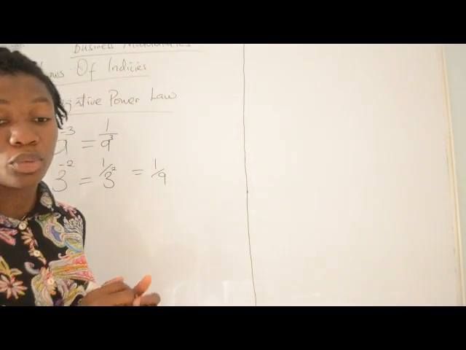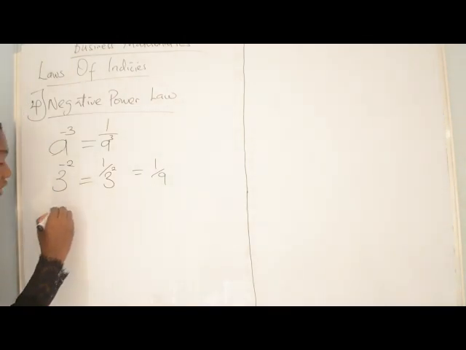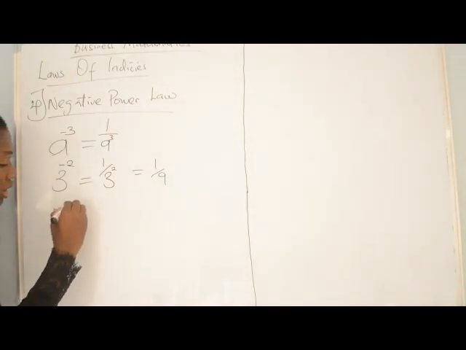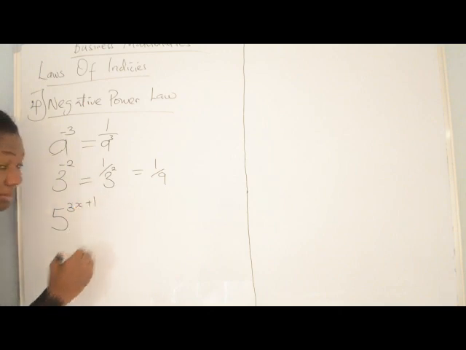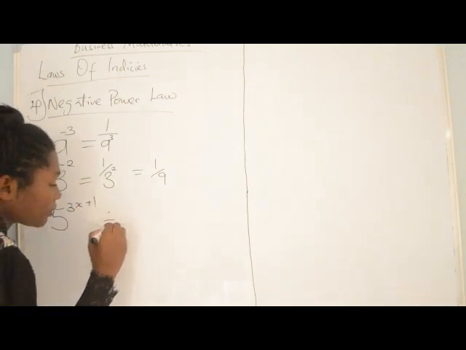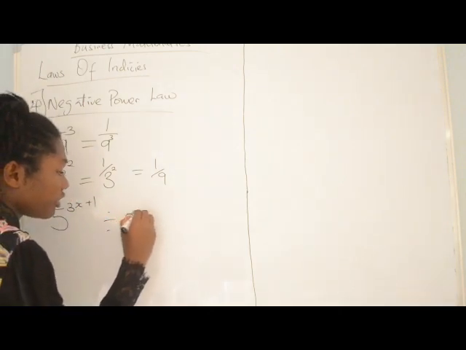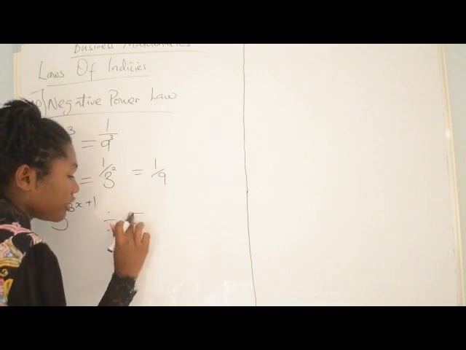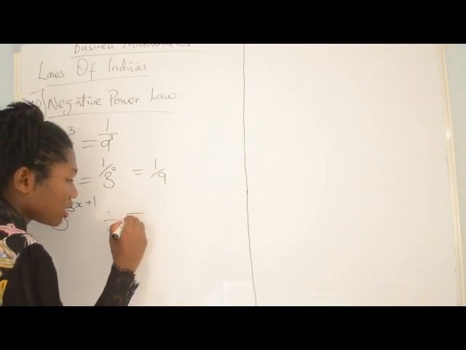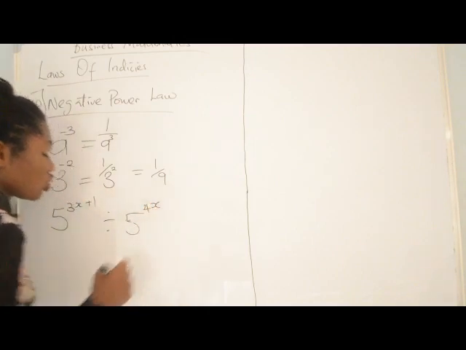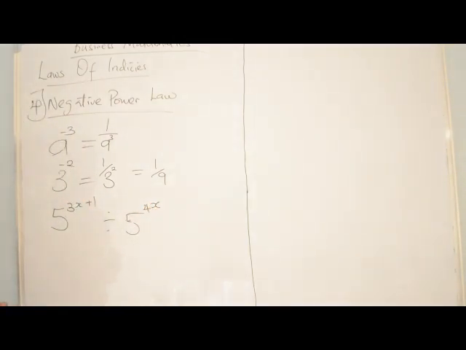For our first example, we have 5 raised to power 3x plus 1, divided by 5 raised to power 4x. We are just asked to simplify this. Now, we made a video on the division law of indices. If you've not looked at that, please do so.